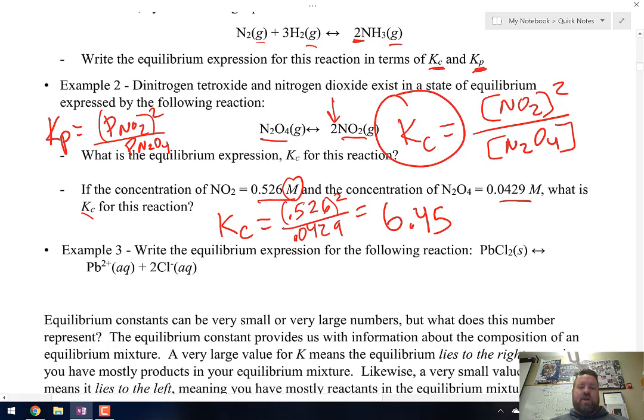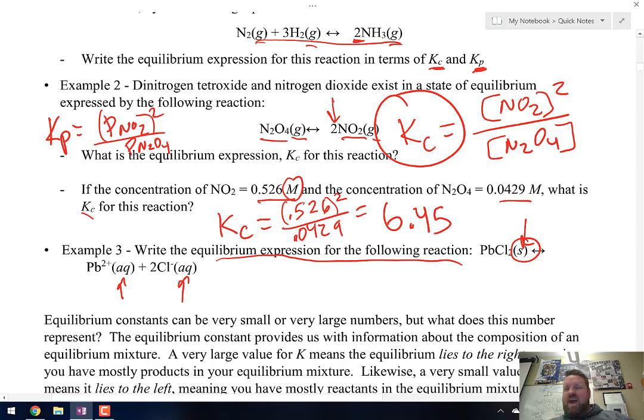Now, example 3. Notice that on both of the previous ones, all of these were gases, but here we have one where we have a solid included in there. So remember the equilibrium constant expression. Write the equilibrium constant expression for the following reaction. Now you'll notice, first of all, there's a solid, but there's also two aqueous solutions.